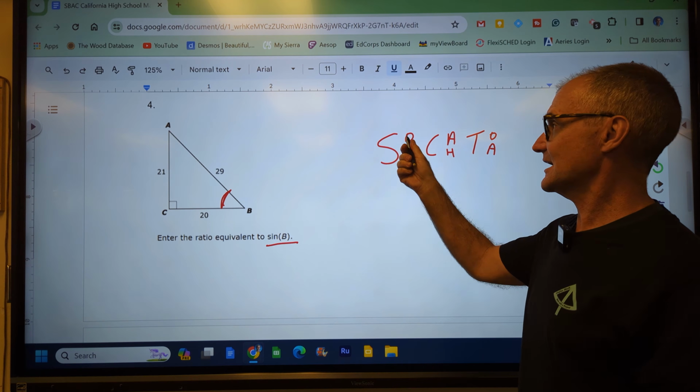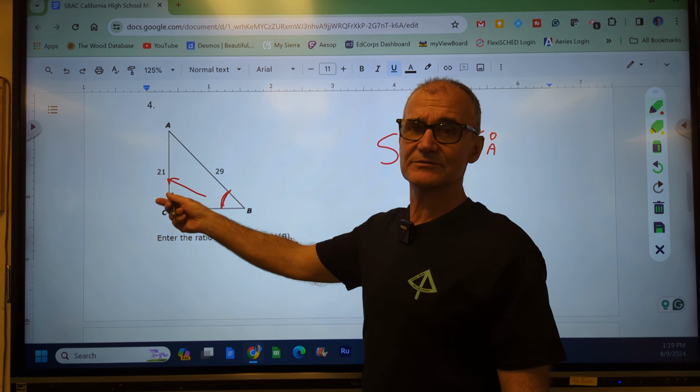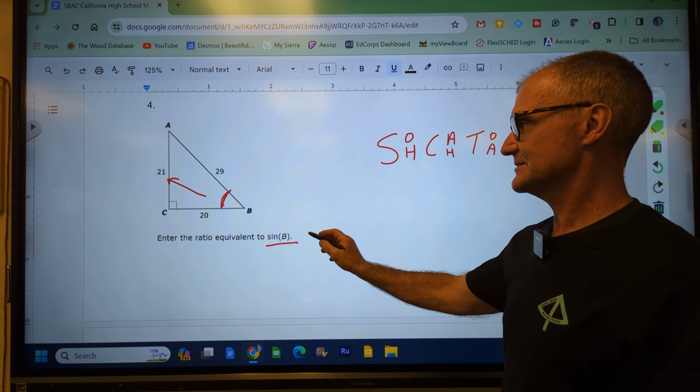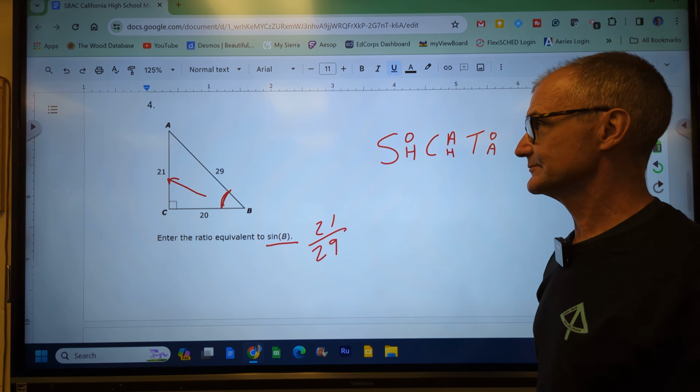So I go to this, opposite over hypotenuse. This is opposite. My hypotenuse is always opposite the right angle. So the sine of b is 21 over 29.